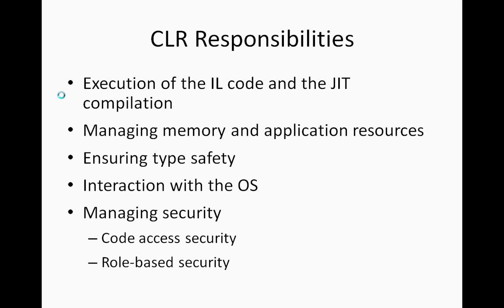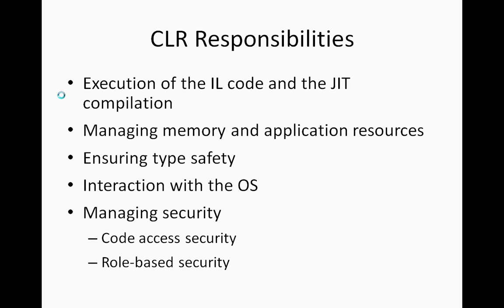It has to ensure type safety. As we know, .NET has the common type system, and .NET is a strongly typed platform, which means it will not allow any kind of data truncation or incompatible type castings. It will make sure the types are used as desired. That is where type safety comes into the picture. Then the CLR interacts with the operating system. It converts the MSIL code back to machine specific code and passes it to the operating system for execution.